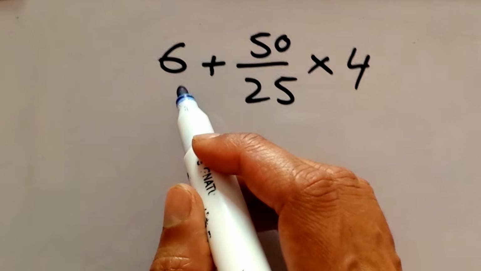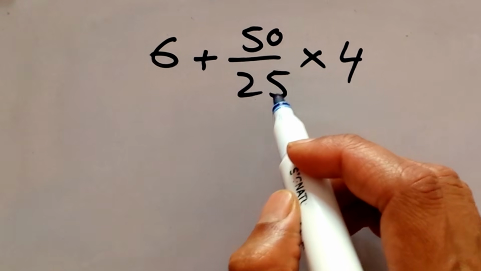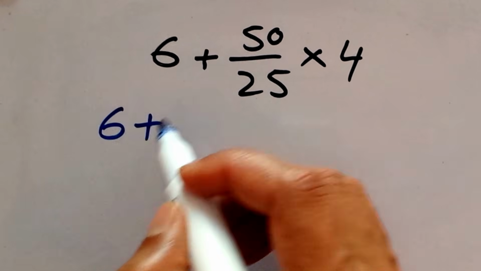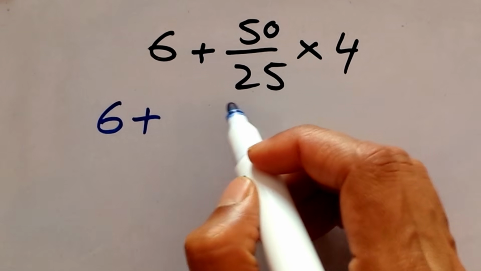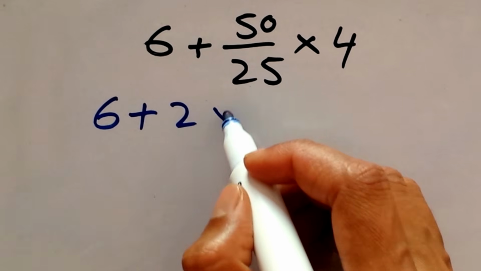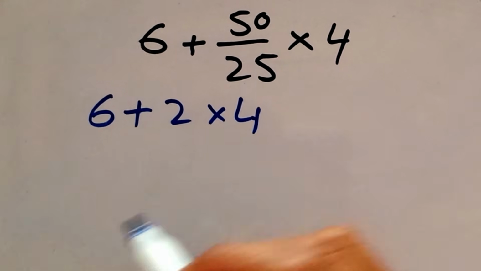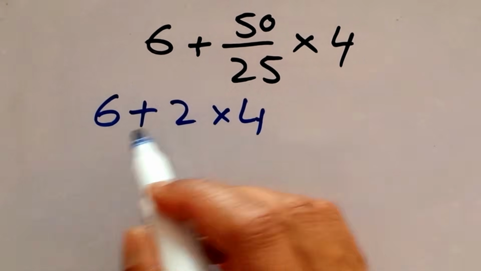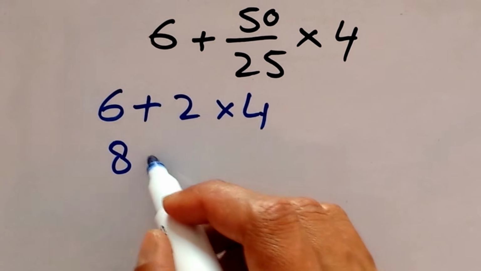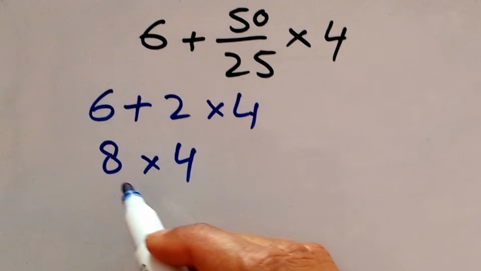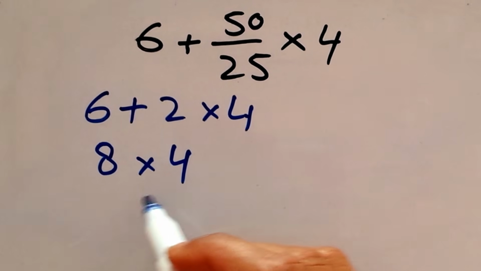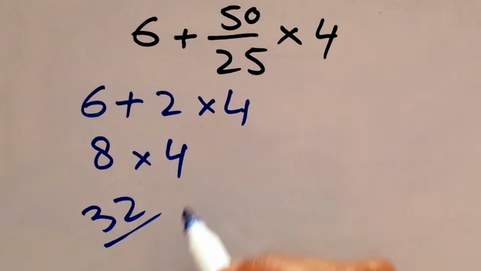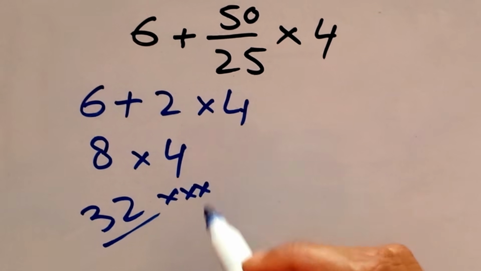So we are solving 6 plus 50 divided by 25 times 4. So 6 plus 50 divided by 25 equals 2 times 4, right? Now 2 plus 6, 6 plus 2 equals 8 times 4. Now 8 times 4 equals 32, right? But this is wrong. Why?